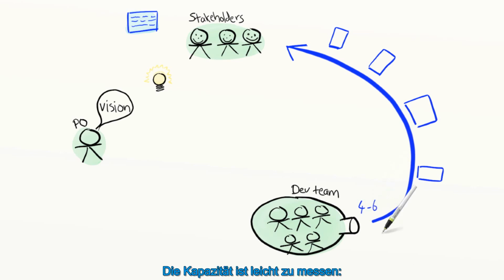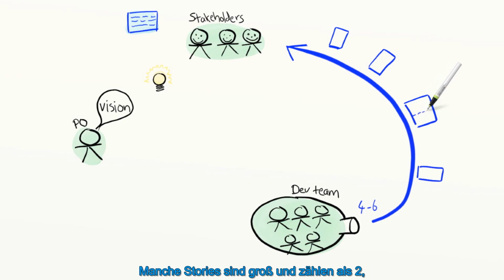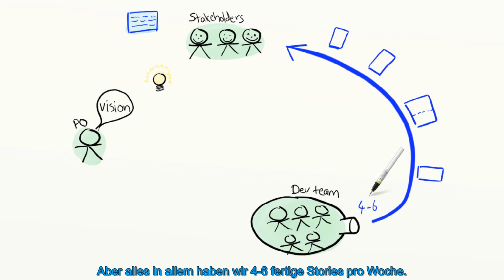Capacity is easy to measure. Just count the number of stories released per week. Some stories are big, so they count as 2. Some are small and count as a half. But all in all, it adds up to about 4 to 6 stories per week. Some people call these story points, but I'm just going to call them stories per week.